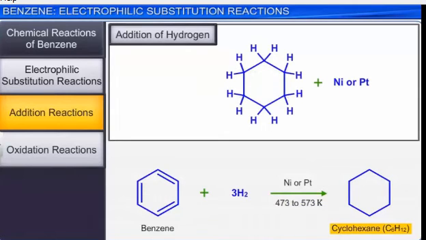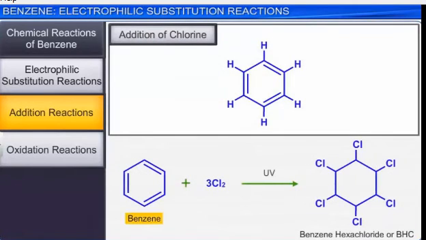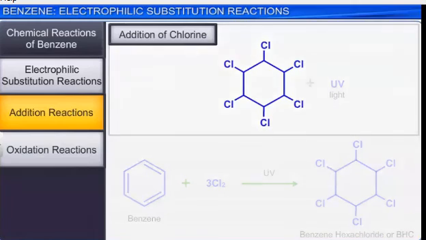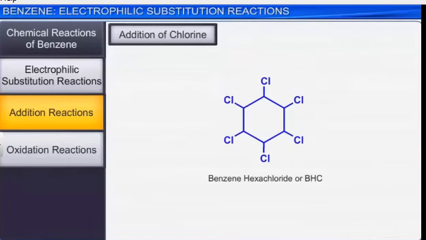Benzene reacts with chlorine or bromine in the presence of ultraviolet light to form benzene hexachloride or BHC. BHC is used as an insecticide and sold under the names of gamma-axane or lindane or 666.